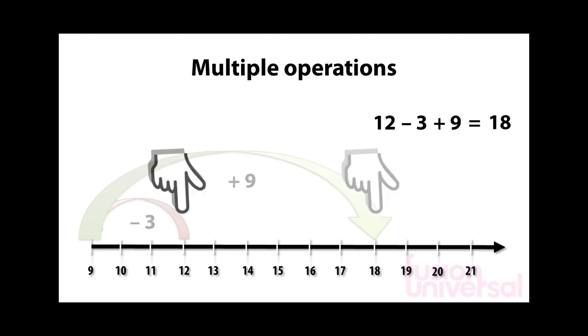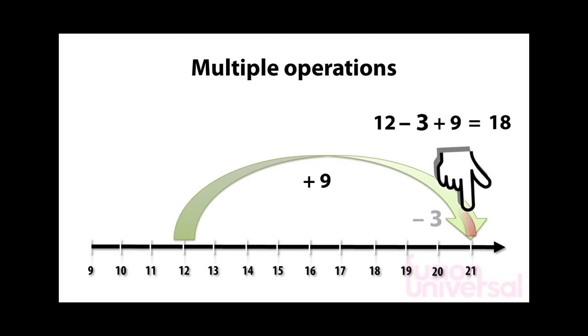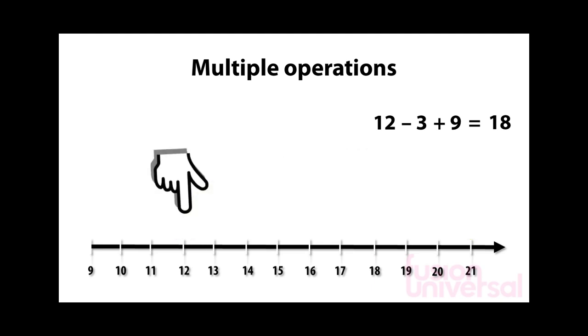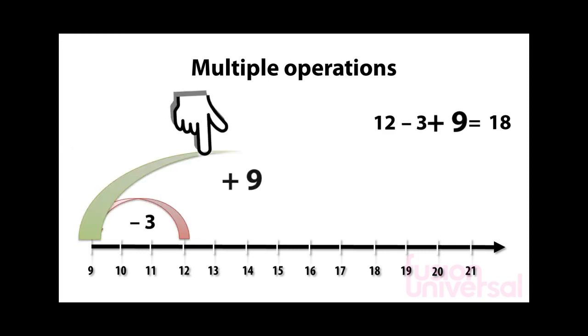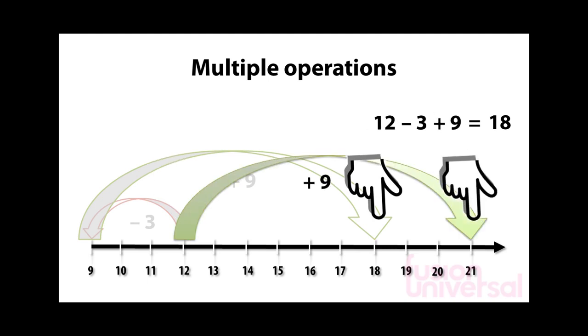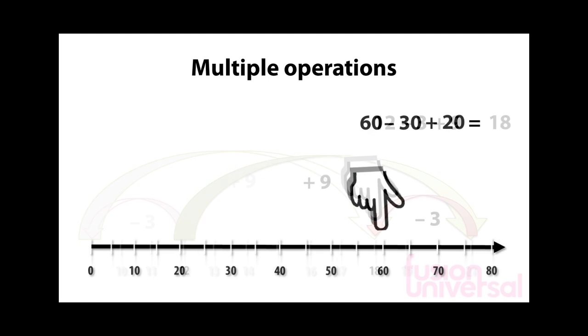Could this be done in a different order? If we start at 12 again, but move 9 to the right before moving 3 to the left, we once again finish at 18. This calculation could then be done in either order. We can do 12 subtract 3 plus 9 is equal to 18, or 12 plus 9 subtract 3 is equal to 18. Let's look at a different example with larger numbers where we have had to extend the number line.